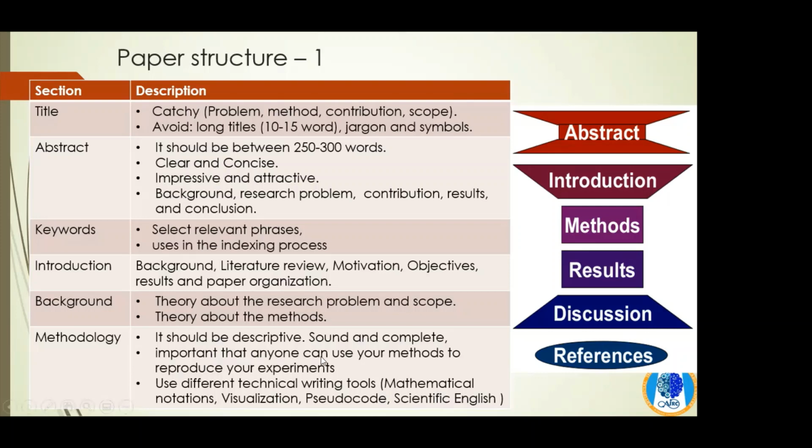And it is important that anyone can use your method to reproduce your experiment, and use different technical writing tools in this part, such as mathematical ones. So you have to increase the usage of mathematical notation and visualization, like drawing flow charts and making some figures, convergence figures. And in computer science, you can add pseudo codes and try to depend less on scientific English language. So try to describe your ideas and methodology using mathematical notation.